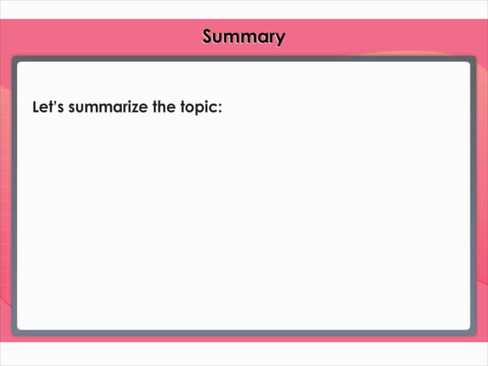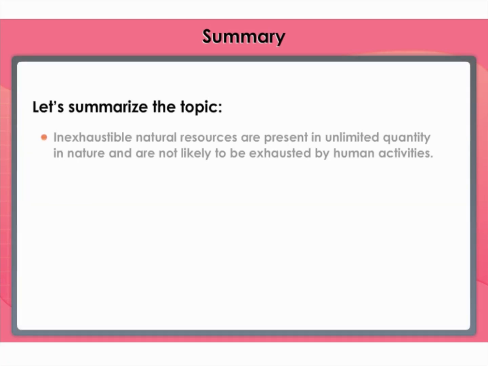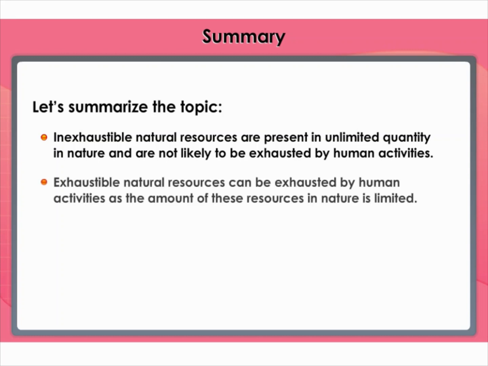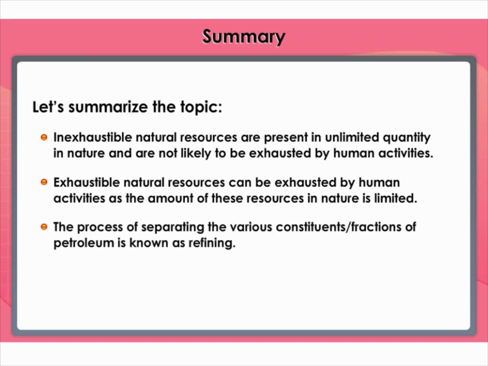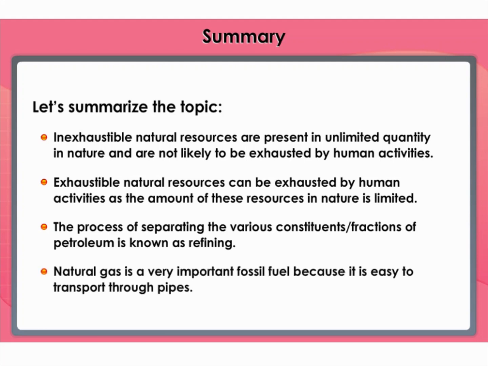Summary. Let's summarize the topic. Inexhaustible natural resources are present in unlimited quantity in nature and are not likely to be exhausted by human activities. Exhaustible natural resources can be exhausted by human activities as the amount of these resources in nature is limited. The process of separating the various constituents or fractions of petroleum is known as refining. Natural gas is a very important fossil fuel because it is easy to transport through pipes.